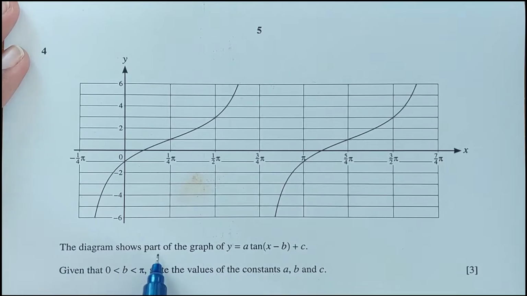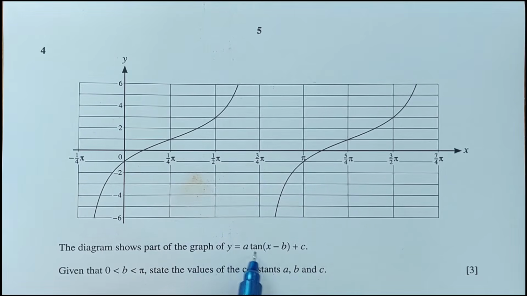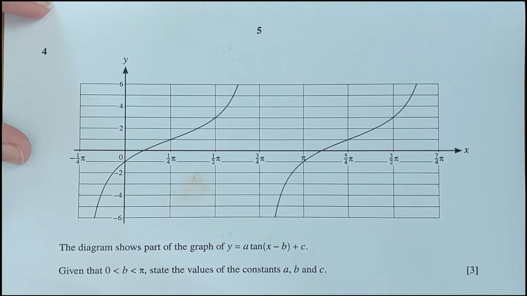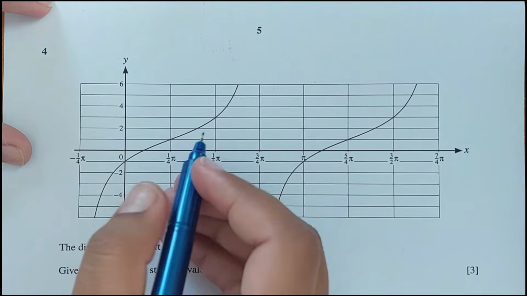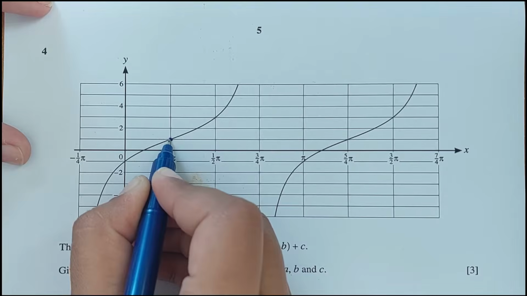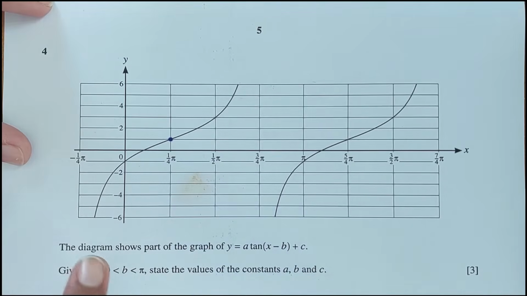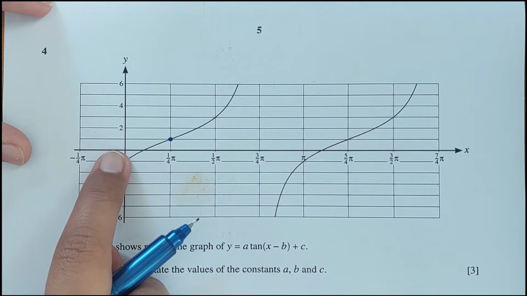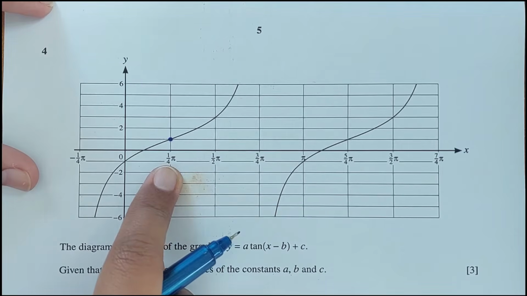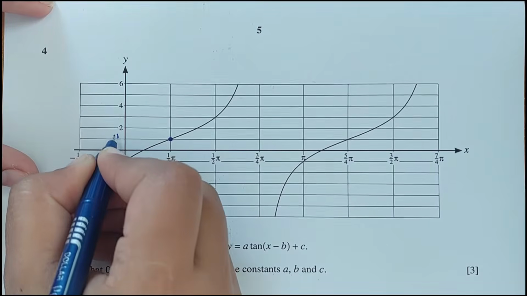Question number 4. The diagram shows the part of the graph of y equals to a tan x minus b plus c. Given that the b value lies between 0 to pi, state the values of the constants a, b and c. Okay, so if we observe the graph of the tangent function, the base function tan x, and we have this point. Okay, and for the base function the point would be origin 0 0, and this point moves to pi by 4 and 1.